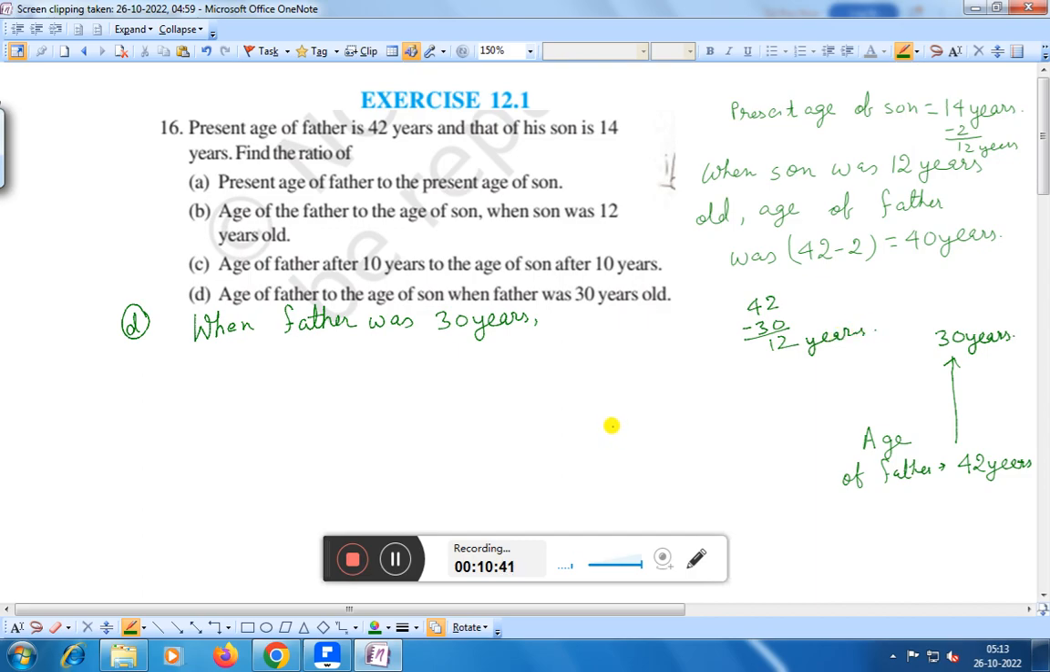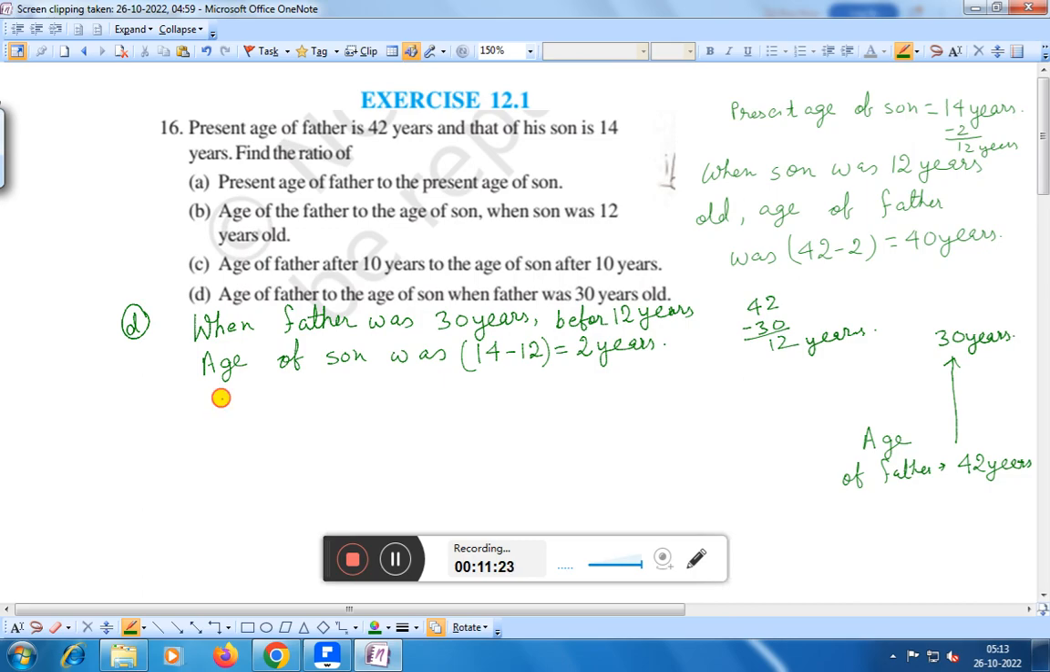Right? That means before 12 years, his father was 30 years, and before 12 years, the age of son was 14 minus 12, that is 2 years.